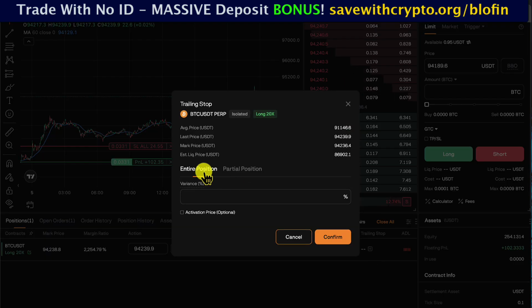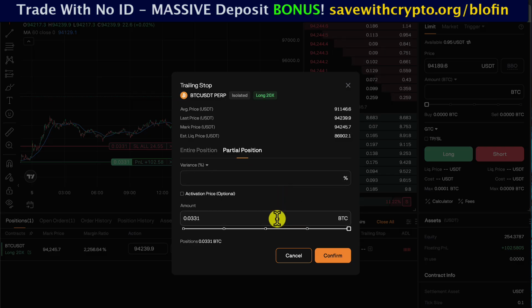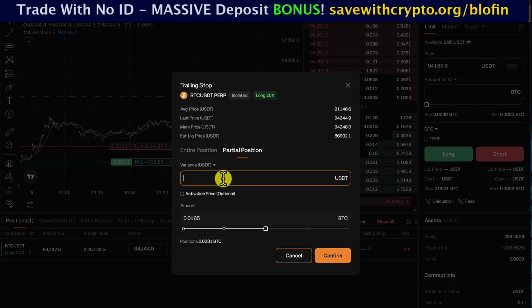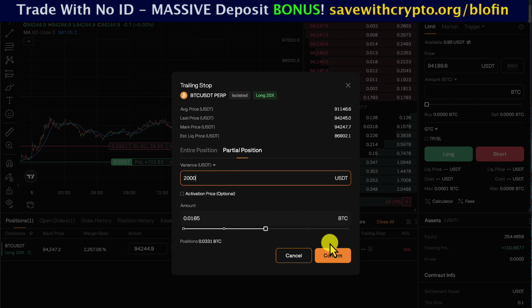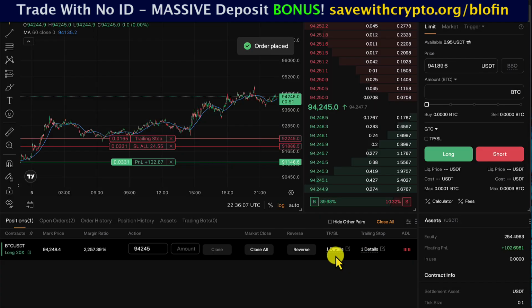And here I can choose whether I want to close the entire position or partial position. So let's say I want to close like half the trade, and I want the stop loss to follow the current price up, lagging by say $2,000. So I can do that here as a percentage, or you can change that to variance. I'll put in like say $2,000 there. Okay, confirm that.